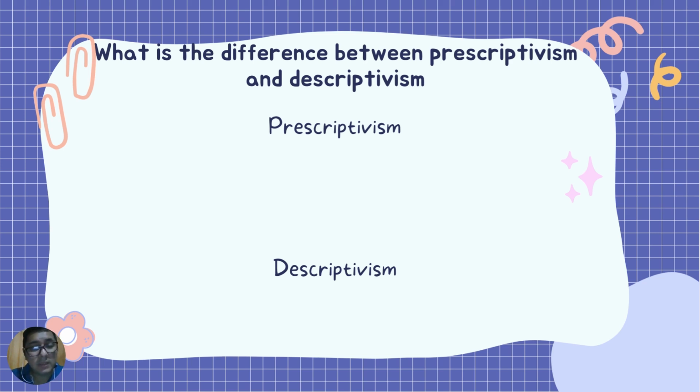Prescriptivism is used mainly for, let's say, formal English, when we really need to know the grammatical rules. For example, when we have to take the TOEFL test, we really need to know the grammatical rules, the structures, the correct patterns of the language. So that's prescriptivism.